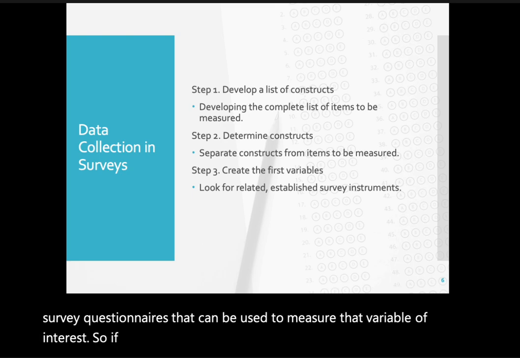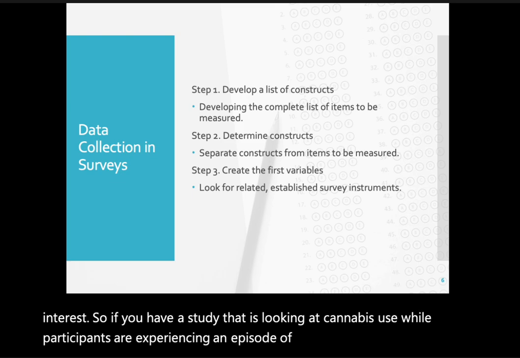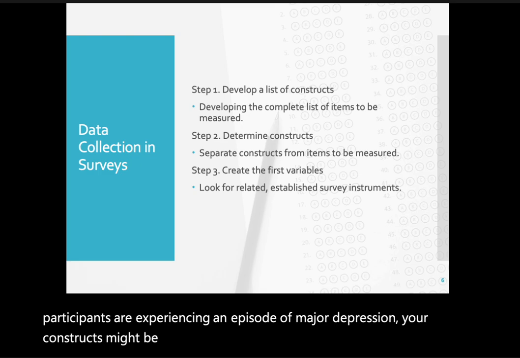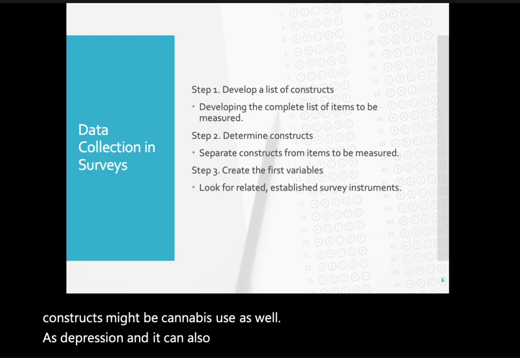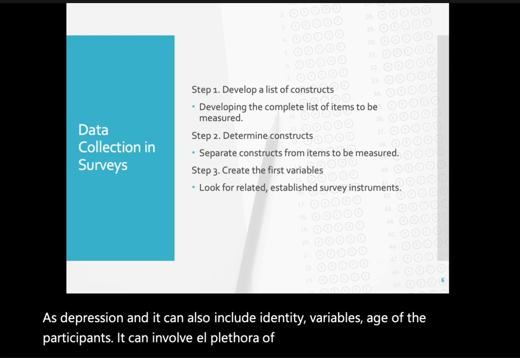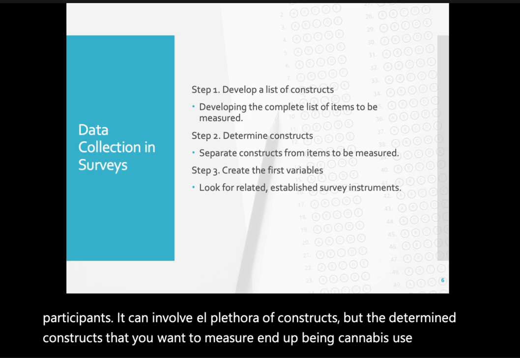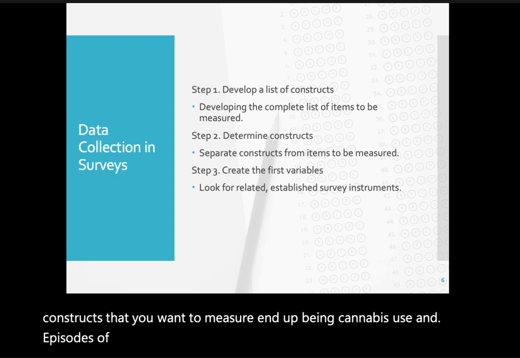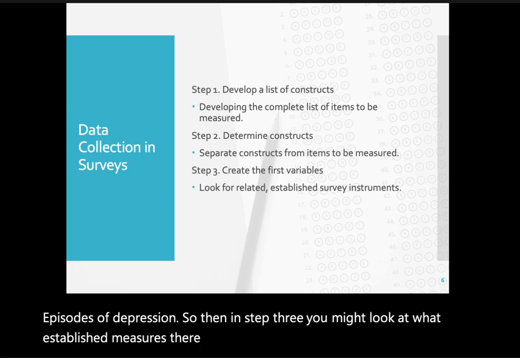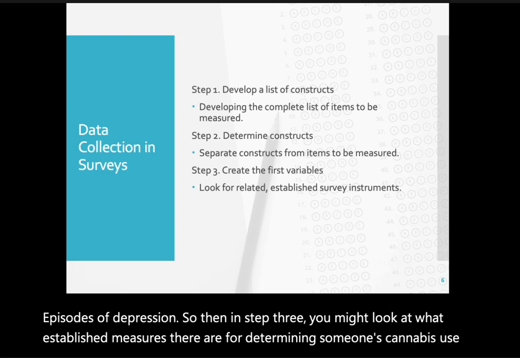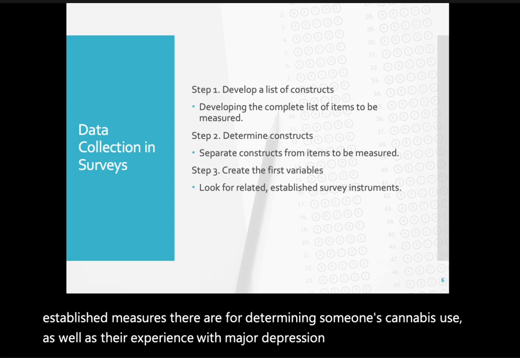So if you have a study that is looking at cannabis use while participants are experiencing an episode of major depression, your constructs might be cannabis use as well as depression, and it can also include identity variables, age of the participants. It can involve a plethora of constructs. But the determined constructs that you want to measure end up being cannabis use and episodes of depression. So then in step 3, you might look at what established measures there are for determining someone's cannabis use as well as their experience with major depression in any given moment.